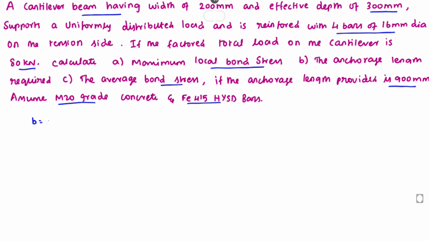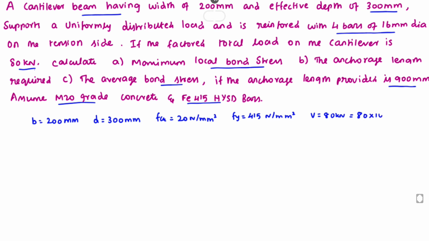B is given, that is equal to 200 mm. D, the effective depth, is 300 mm. FCK is given, M20 grade concrete, so 20 Newton per mm square. Fy is 415 for the HYSD bar, so 415 Newton per mm square. The load W is 80 kilonewton, which is equal to 80 into 10 power 3 Newton. Next, LD is given, that is 900 mm.